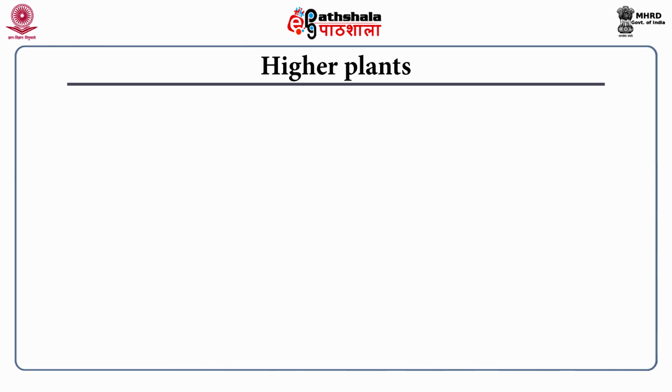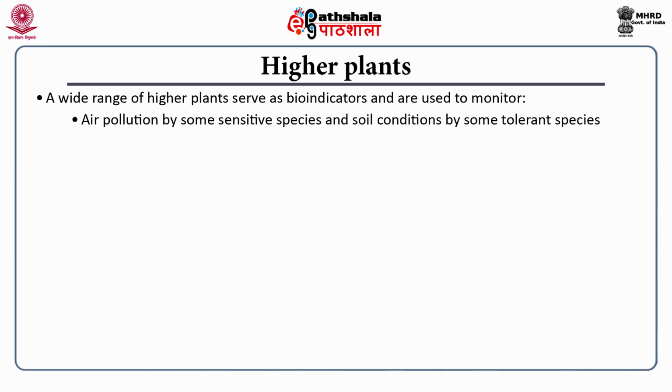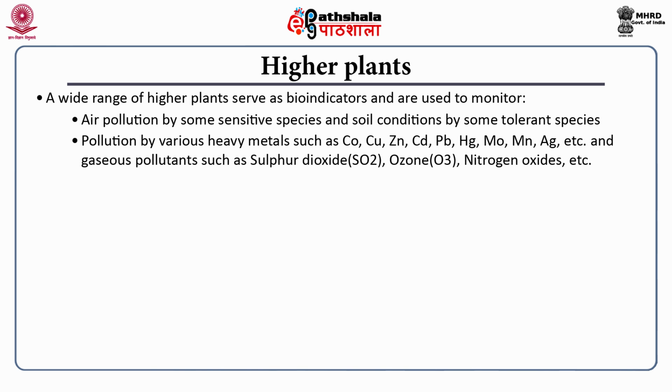Higher plants are also used as bioindicators, and a wide range of higher plants serve as bioindicators. They are helpful in the monitoring of air pollution by some sensitive species and soil conditions by some tolerant species. Pollution by various heavy metals such as cobalt, copper, zinc, cadmium, lead, mercury, molybdenum, manganese, silver, etc., and some gaseous pollutants such as sulfur dioxide, ozone, nitrogen oxides are also indicated using higher plants. Higher plants also serve as pollutant scavengers.